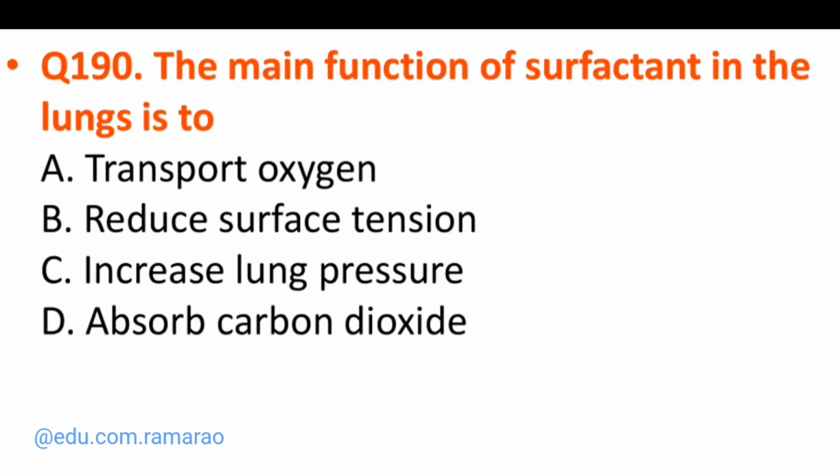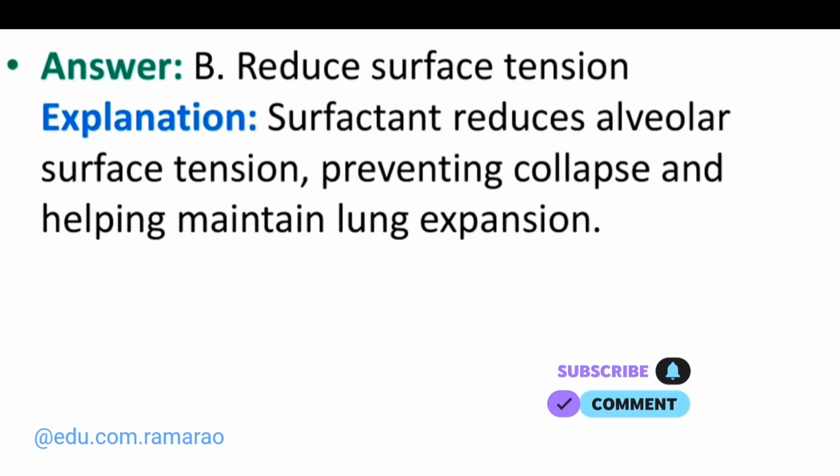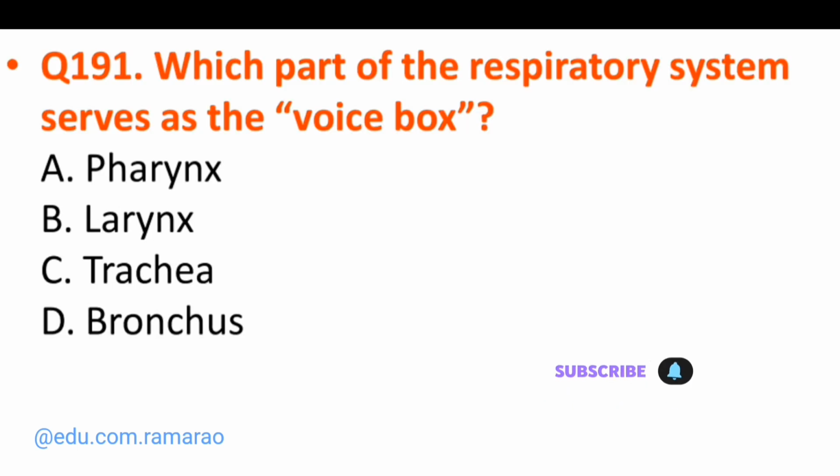tissues. The main function of surfactant in the lungs is to option A, transport oxygen, option B, reduce surface tension, option C, increase lung pressure, option D, absorb carbon dioxide. The correct answer is option B, reduce surface tension. Surfactant reduces alveolar surface tension, preventing collapse and helping maintain lung expansion.